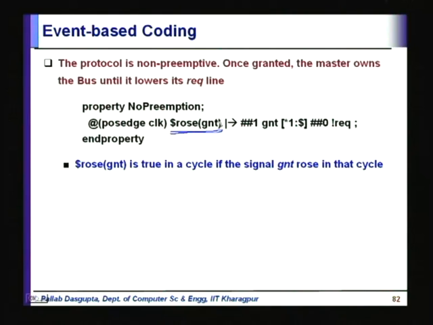So if grant was raised, then grant will remain high. This is a repetition operator. We must have grant until we get not request. So, grant rose implies grant will remain high until request is lowered. So, that is non-preemption, that as long as your request is high, grant cannot be taken away from you. Clear? Yes or no?